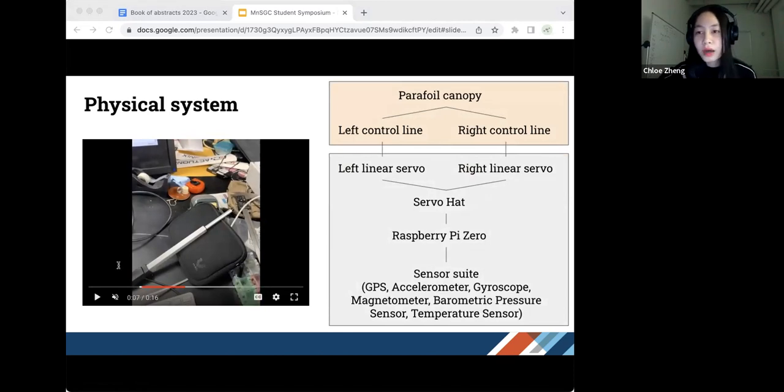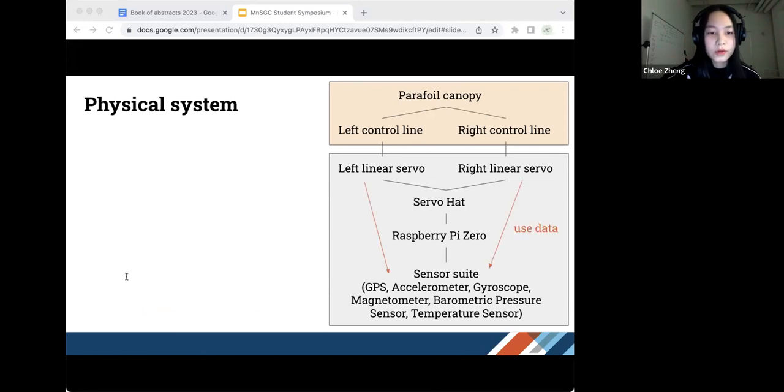And because we expect the system to be automated, which means we want the system to drive itself to the destination, we're not remotely controlling it. So we want to connect our linear servos with the Raspberry Pi, which is essentially just a computer. And then the computer is also connected to all of our sensor suite, so it has access to all of our sensor data. We want to implement an algorithm on the computer. The computer will take in all of the sensor data and make a decision on how much it wants to turn, maybe left or right, and then it will send a command to the servos to tell them how much to move and what direction to move. Essentially it's kind of like a human brain trying to decide how to steer a paraglider. And so that's the general design of our physical system.